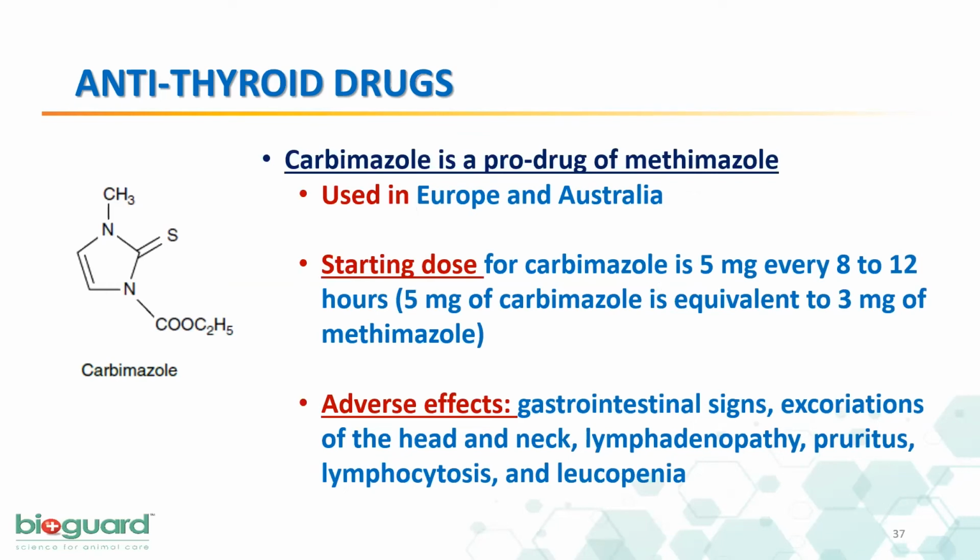Okay, let's talk about another drug which is available in the market, carbimazole. This drug is actually equivalent to methimazole. However, 5 mg of carbimazole is similar to 3 mg of methimazole. That's why the recommended dose is quite high, every 8 to 12 hours, which is similar to twice a day for 2 to 3 weeks. However, this drug is mostly prevalent in Europe and Australia and not in the US because of the adverse effects on the gastrointestinal system and also some central nervous system effects. This drug is still not recommended compared to methimazole.